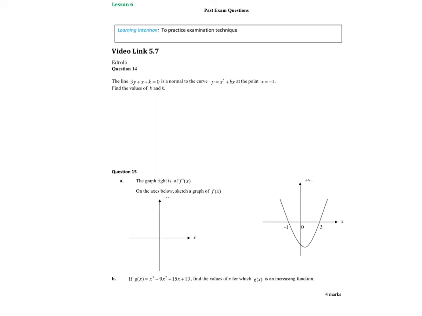All right, let's have a look through some past paper questions. The line is a normal to the curve at the point x equal to -1. Find the values of b and k.